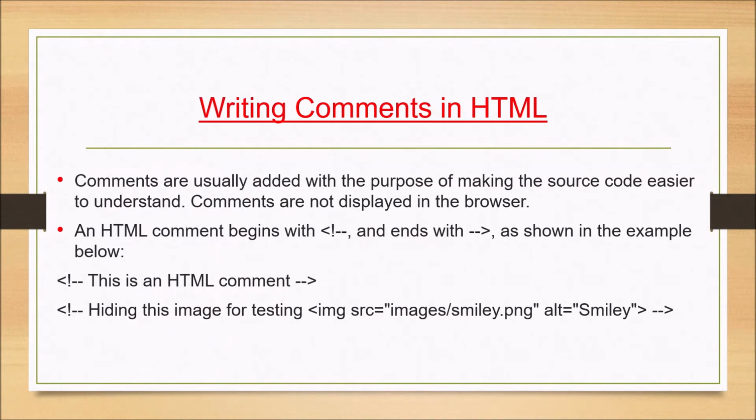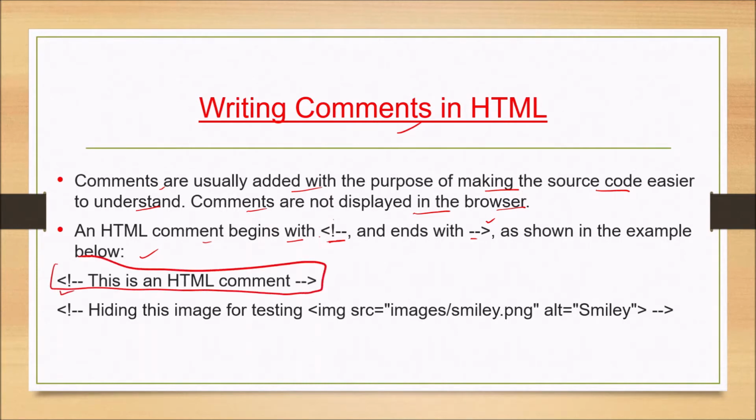So let's have a look at writing comments in HTML. Comments are usually added with the purpose of making the source code easier to understand. Comments are not displayed in the browser. So in HTML, comments begin with angular bracket and then exclamation sign and then two hyphens and end with two hyphens and then followed by closing angular bracket as shown in the example. So you can see this example. This is an example of a HTML comment. So we are using this sign to show HTML comment.